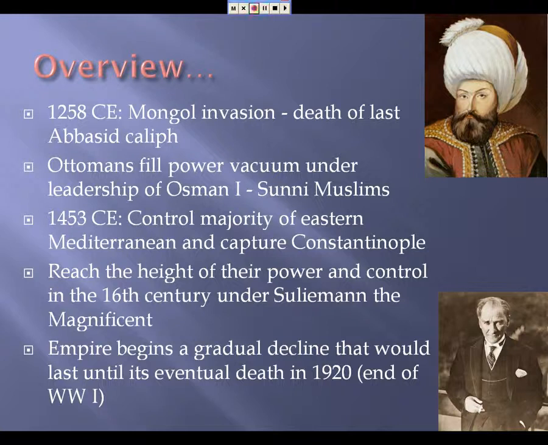Now, the Ottomans actually almost don't make it. We have the initial founder, Osman I. And it's actually through a mispronunciation of his name that Europeans come to refer to them as Ottomans. They hear Osman, and it turns into Ottoman, and it just gets distorted from there.